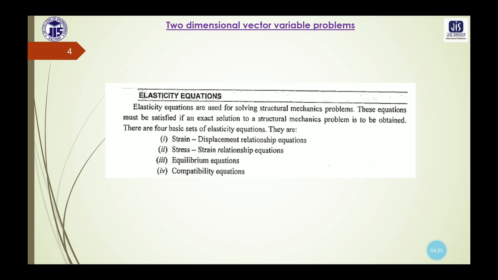Now these elasticity equations are used for solving structural mechanics problems. These equations must be satisfied if an exact solution to a structural mechanics problem is to be obtained. Now there are four basic sets of the elasticity equations, which are the strain displacement relationship equations, then stress strain relationship equations, then equilibrium equations and the compatibility equations. In the next lectures and the next slides we will discuss the equations or the concept for these four basic sets, and based on those different formula we will discuss several numericals later.